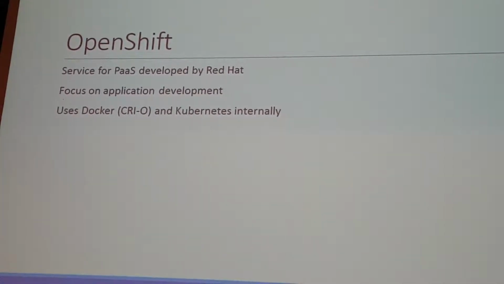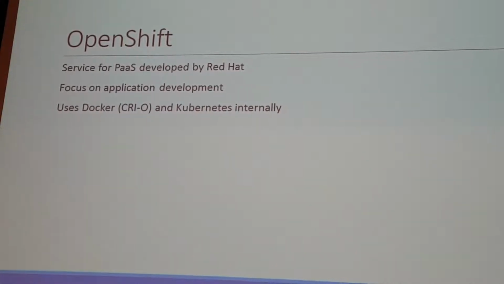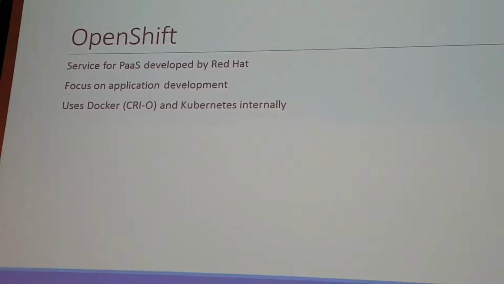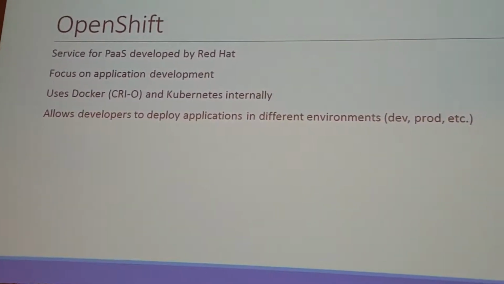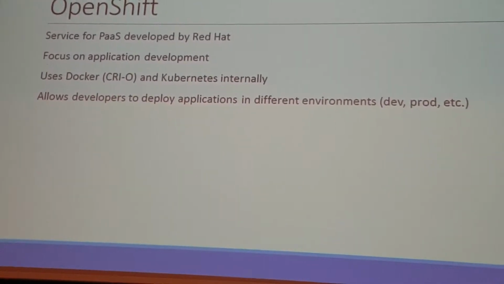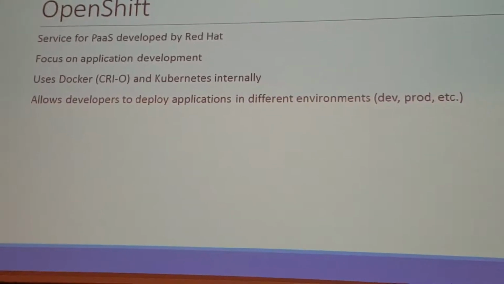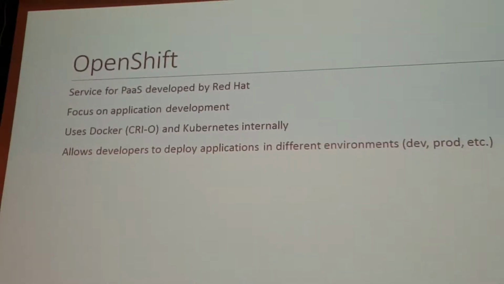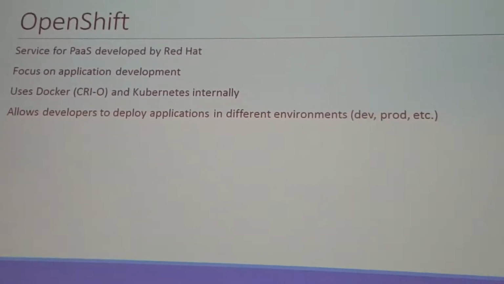developers to focus on application development. It uses Docker and Kubernetes. I'm not sure if I pronounced that correctly, but it uses those two services internally. And so this allows developers to deploy applications in different environments, for example, development and prod. Prod is the environment that goes to production, so the environment that the rest of the world sees, and the development environment is what the developer can use to develop and test new features before they ship the new changes out to the rest of the world.